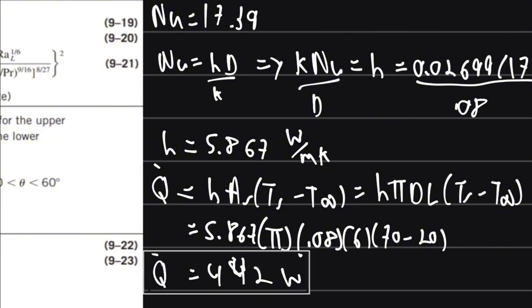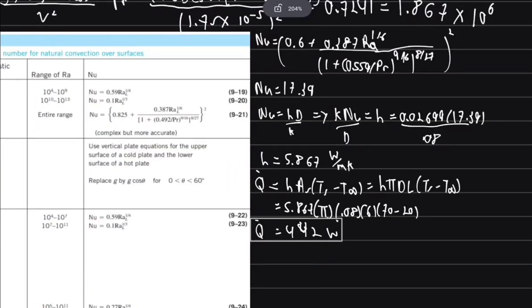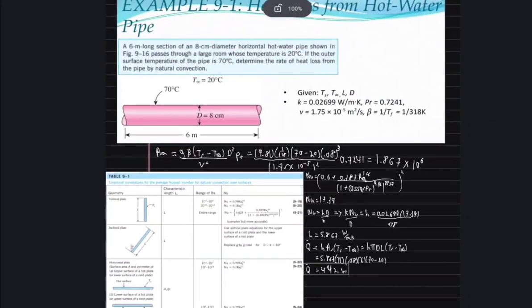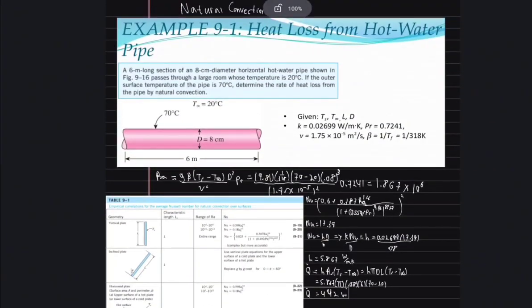So, boom. That's exactly what we were looking for. So that is the beginning of natural convection. We introduced a new number, the Rayleigh number, and used that to get the Nusselt number, to get h, to get Q.